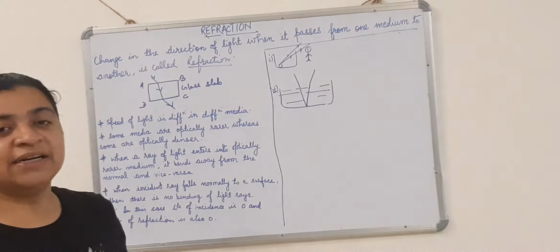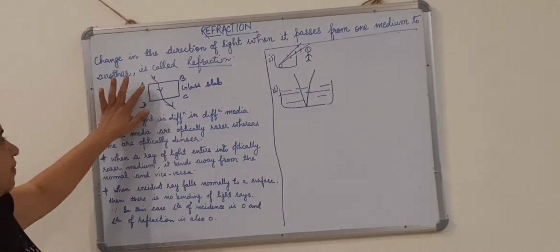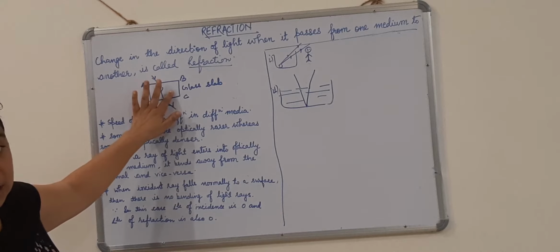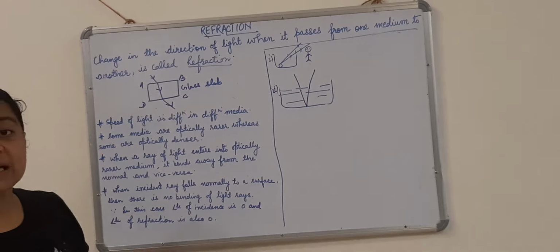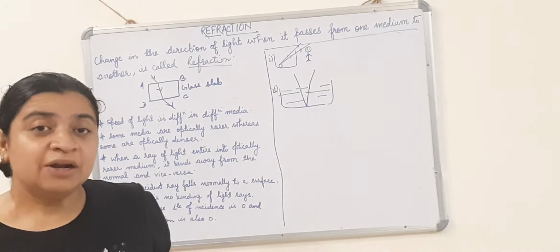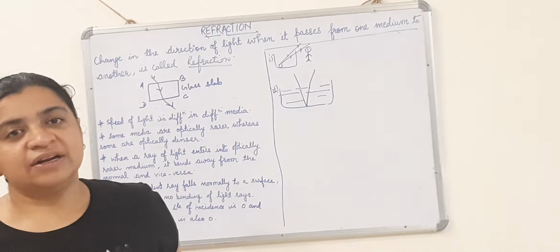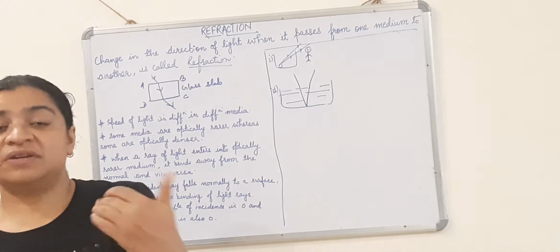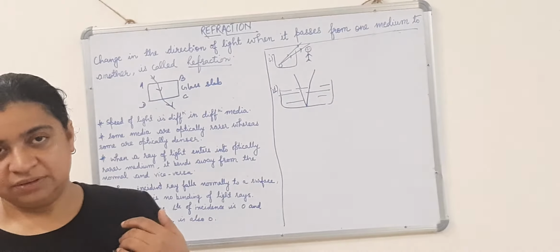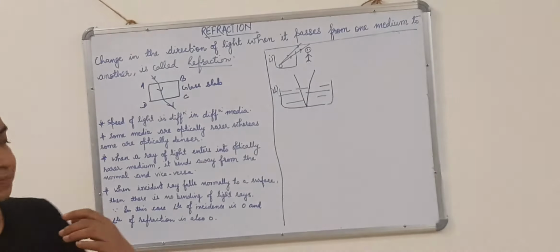When light is entering from one medium, in the case of glass, from air to another medium, that is glass, the speed of light is different. The speed of light for traveling is different in different media. This is the cause of refraction.